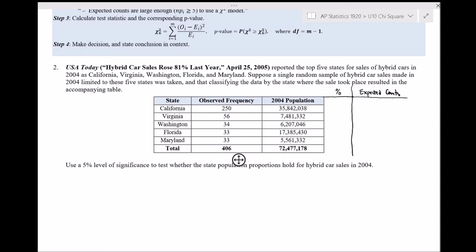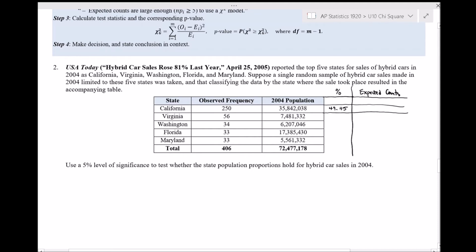So if I calculate that, it's 35,842,038 divided by 72,477,178. And that first percentage, and I wrote it as a percentage, should have been a proportion, but not a big deal. 49.45 it looks like. So 49.45% if I write that as a percent.